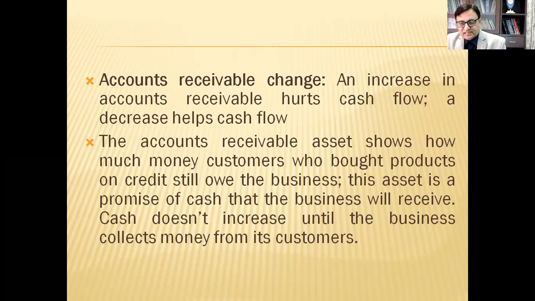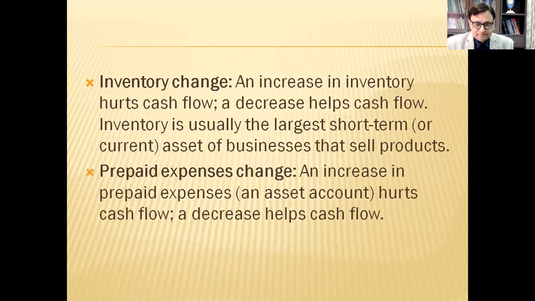So similarly, bill receivable has been decreased. It means that amount is realized in the form of cash. The accounts receivable asset shows how much money customers who bought products on credit still owe to the business. This asset is a promise of cash that the business will receive. So cash doesn't increase until the business collects money from the customers. If bills receivable or debtors are increasing, it means the business has still not collected the money from the customer. So that's why adjustments are needed in the cash from operating activity.